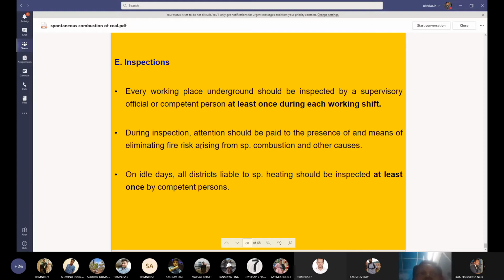So during inspection, attention should be paid to the presence of, and means of eliminating, fire risk arising from spontaneous combustion of coal and other causes. On idle days, on Sundays and holidays, you have to prevent the spontaneous combustion of coal.